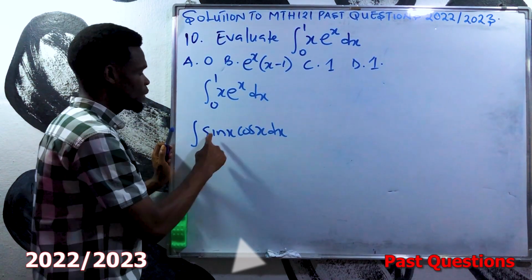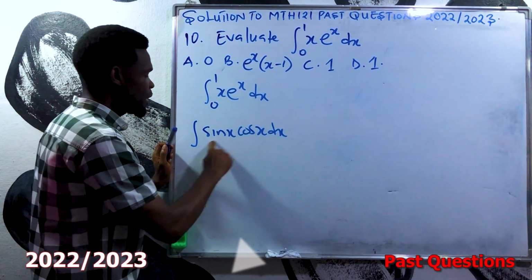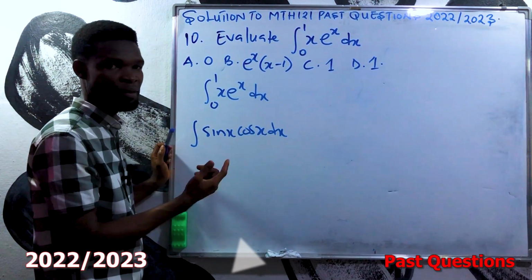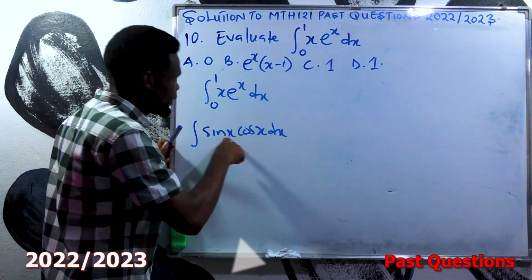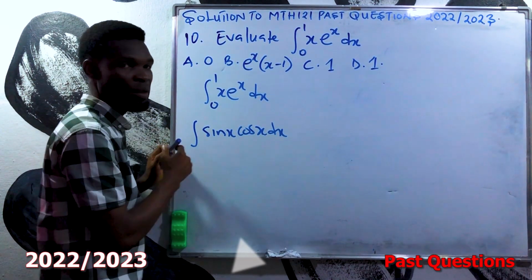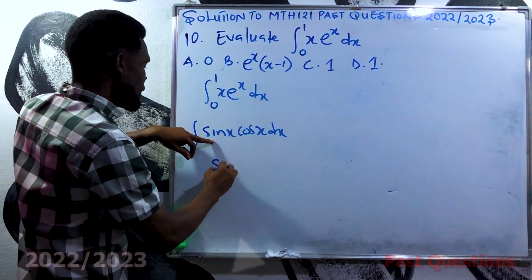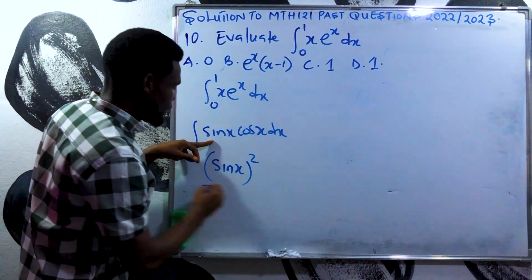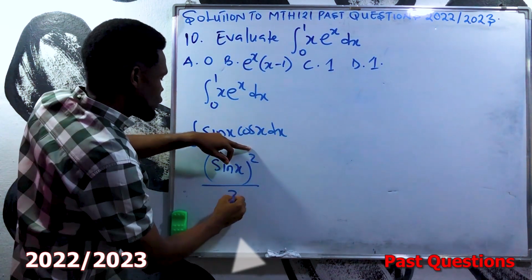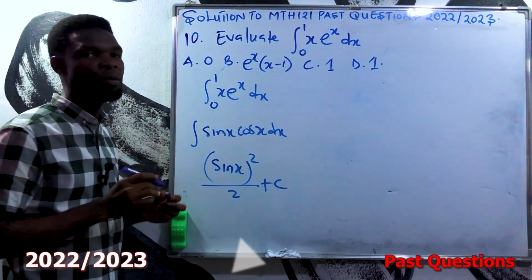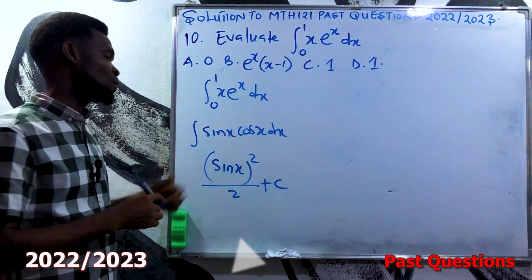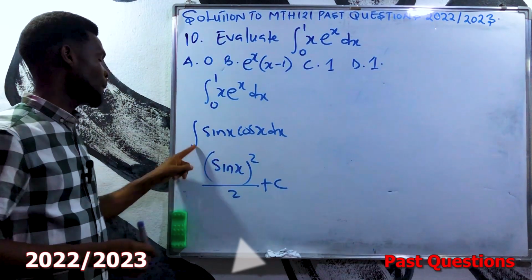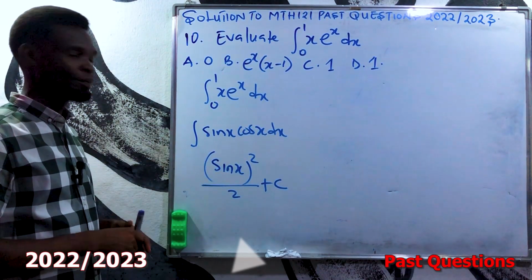But let's differentiate sine x. If we differentiate sine x, what you get will be cos x. So since I differentiate sine x to get cos x, I'll just take the square of sine x. So I'll have sine x raised to the power of 2. Divide it by the new power 2 plus c. That is how to integrate this particular function. Why the plus c? No boundary.